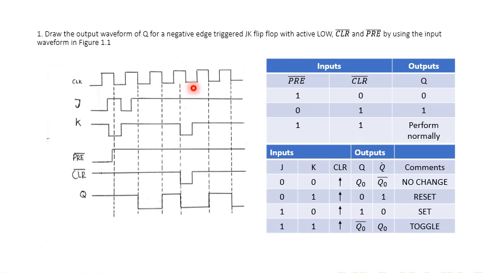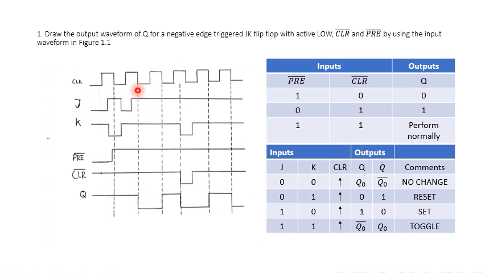Okay. By referring to this theory truth table, if J equals 1 and K equals 0, the output will be 1 here. So here at the Q, the waveform will continue as 1 until clock 2. So it will stop here.